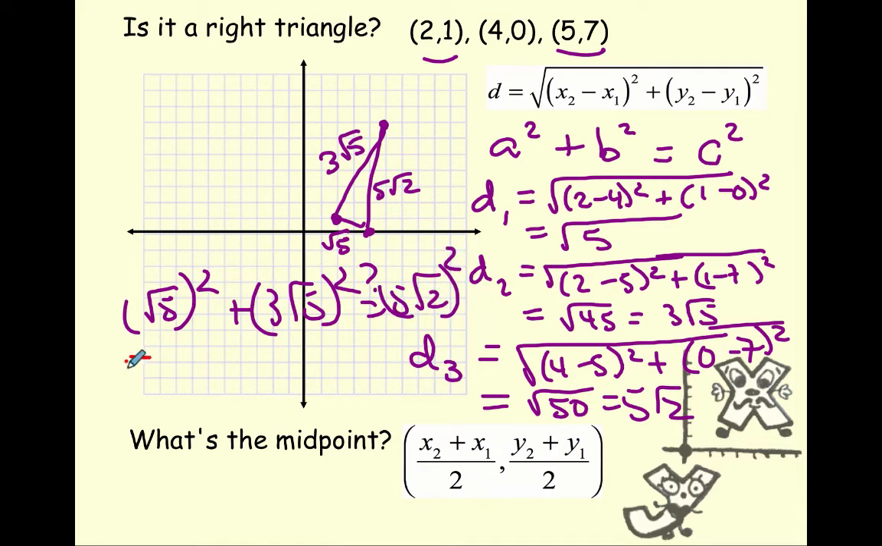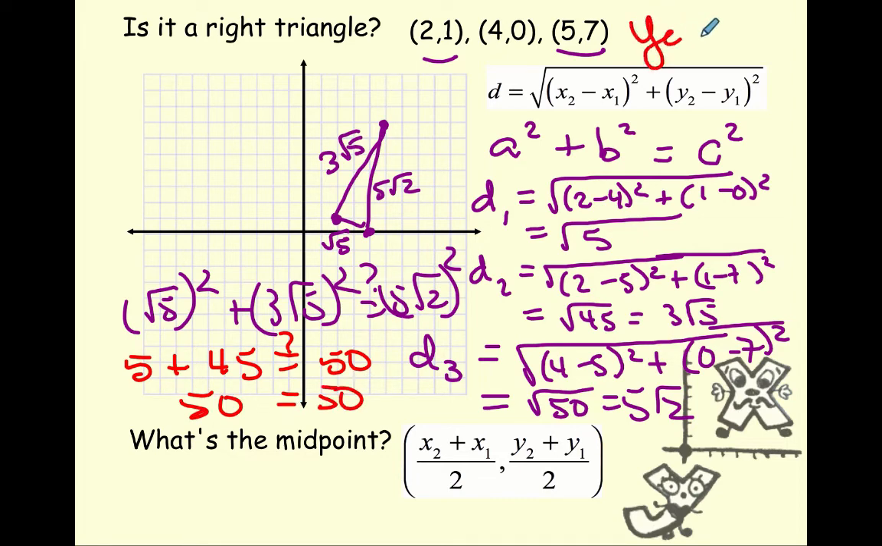So we get 5 plus 45, is it equal to 50? And I square all those. And it is. So lo and behold, this is a right triangle.